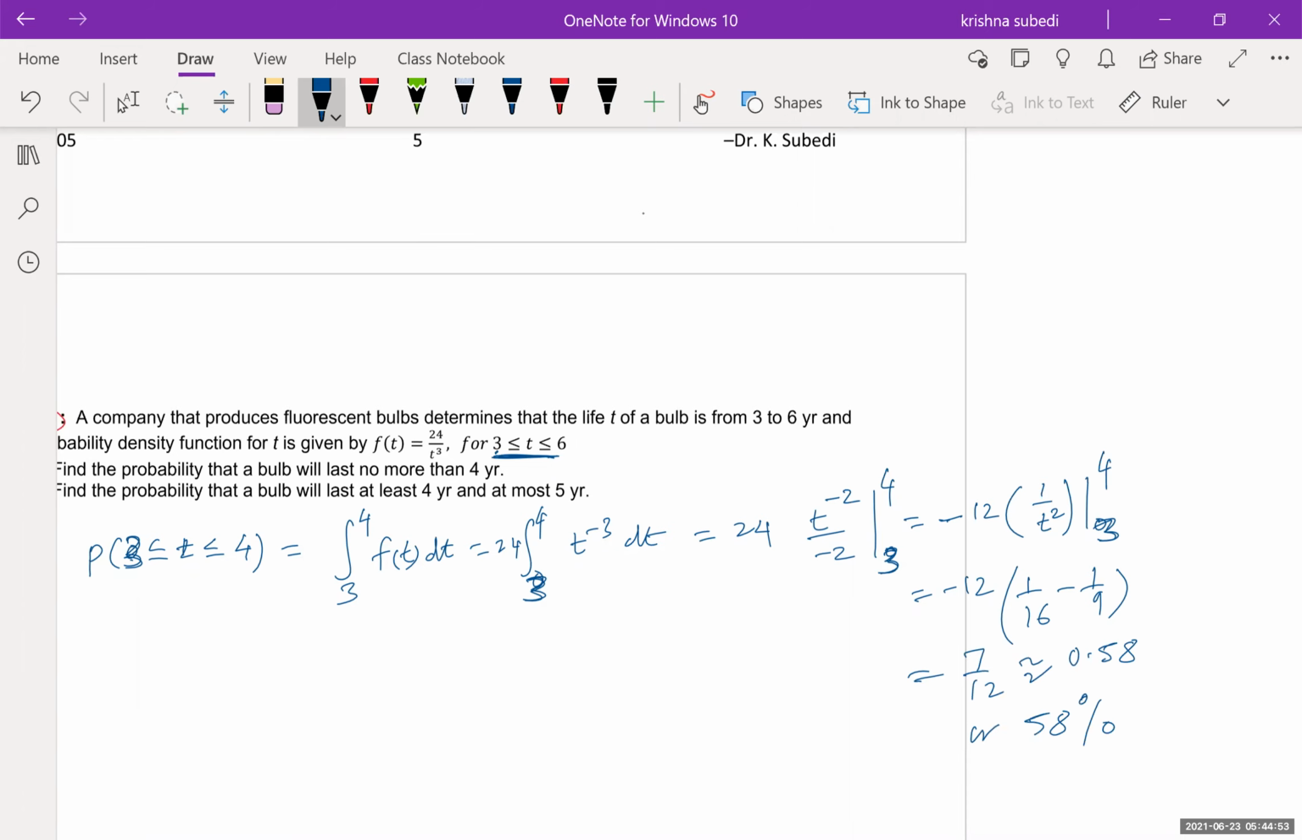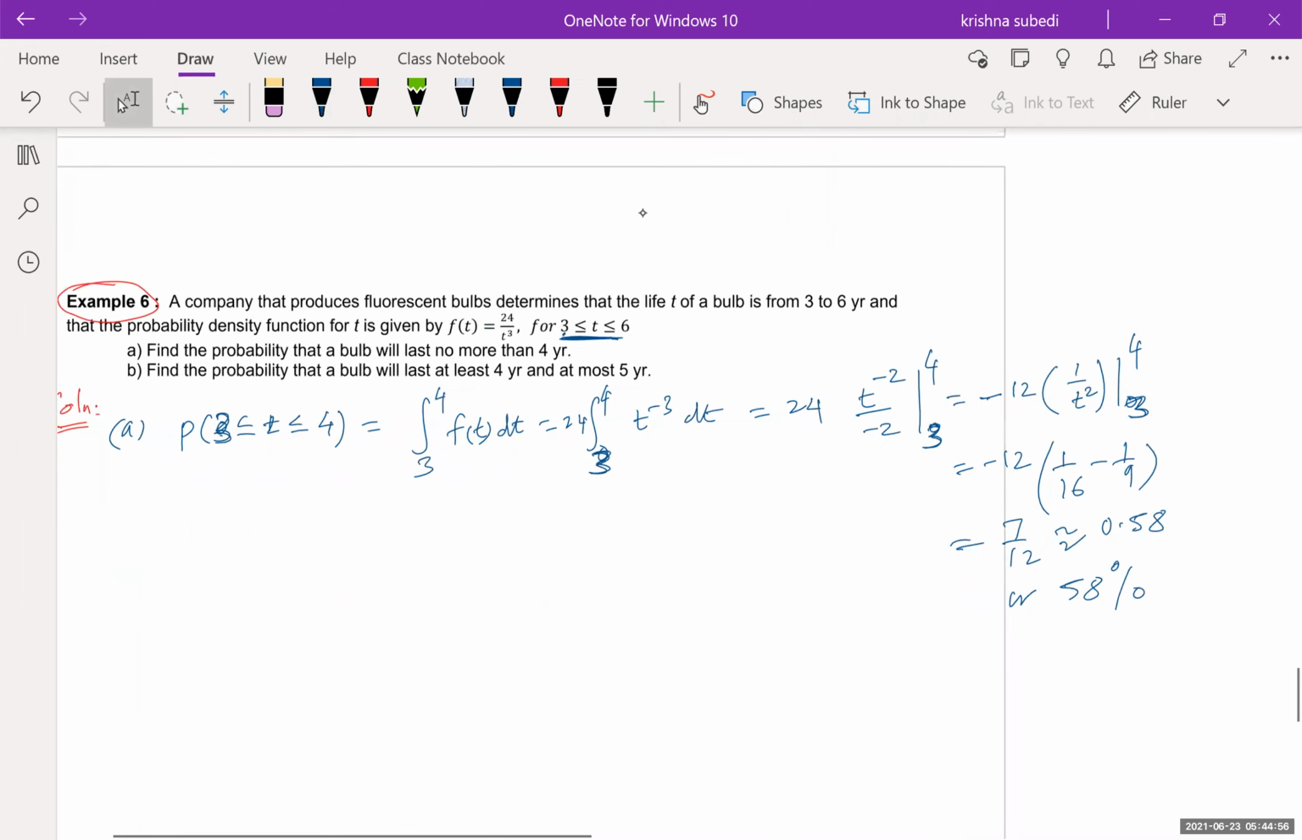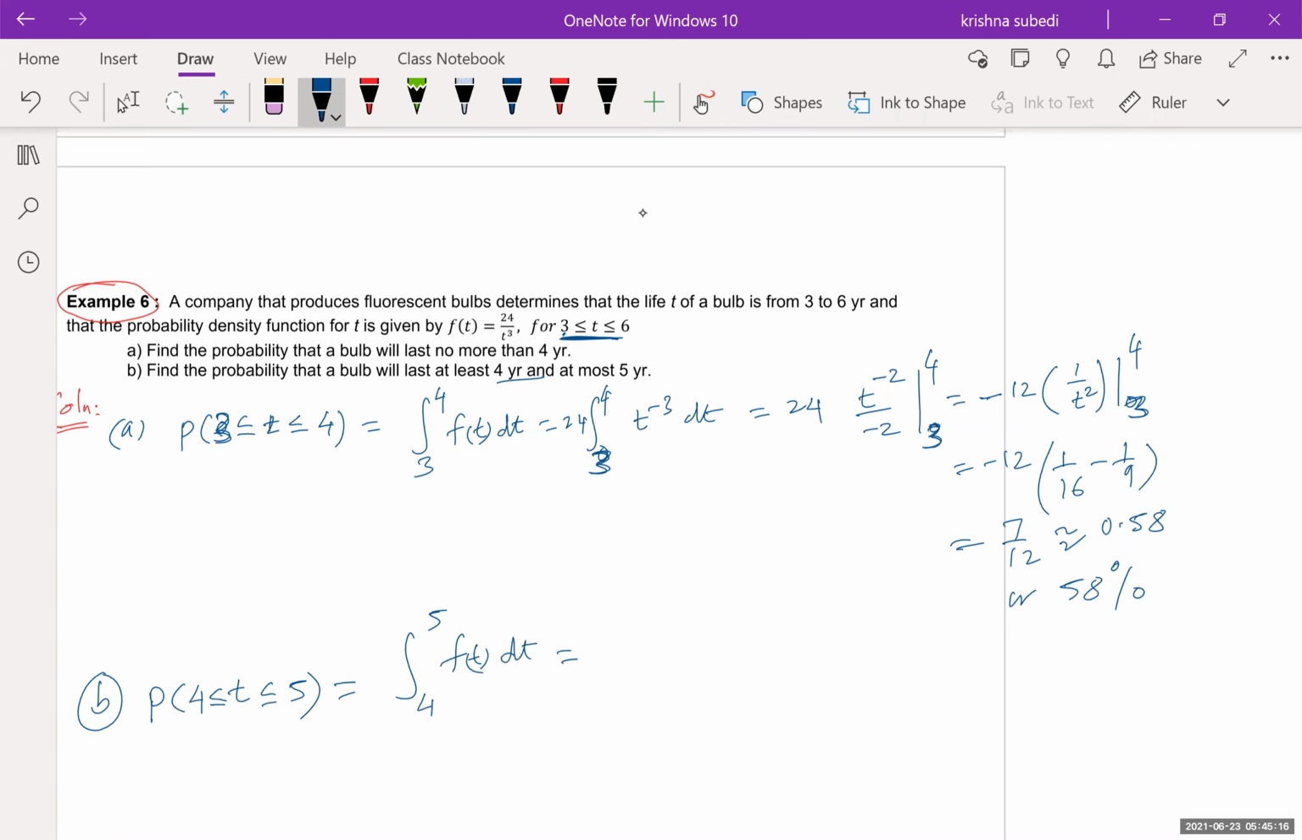Okay, so in the same way, in part B, what is part B? Find the probability that a bulb will last at least 4 years and at most 5 years. So that means at least 4 years and at most 5 years, which gives me the integral from 4 to 5 of f of t dt. I want you to try this on your own. The final answer should be approximately 0.27. Try this yourself. Okay guys, I trust you that you'll be able to handle this. Okay, so this section is done.